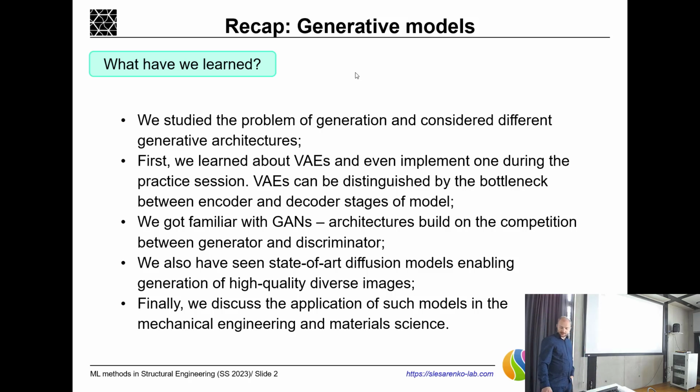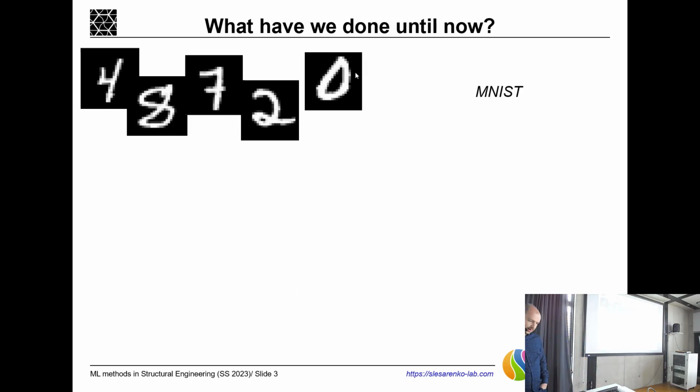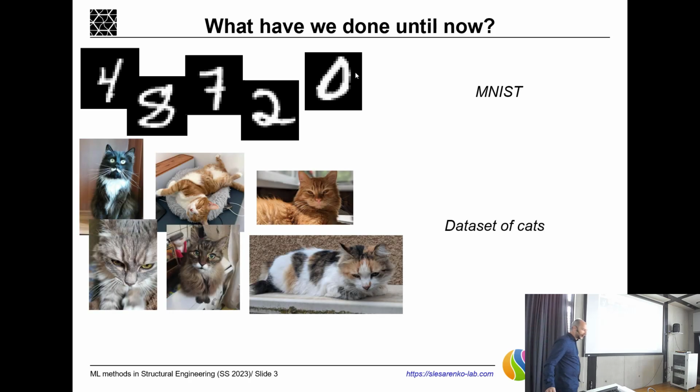Today, as I mentioned, we will start something new. What have we done until now? We worked with datasets. This is one very familiar to you: MNIST, with its digits. We also have datasets of cats, and we can train models to distinguish cats from dogs or do something similar. But there is a question: where do we get such datasets? Of course, the simple answer is from the internet.